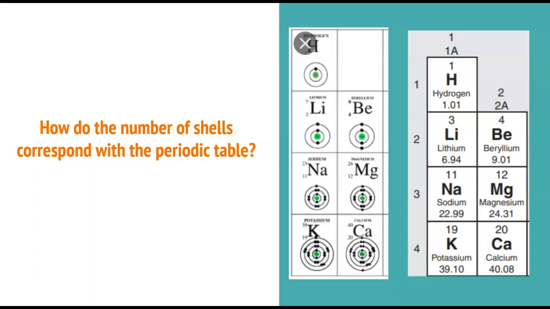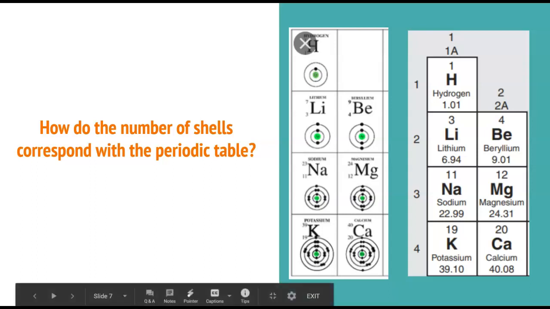For sodium, sodium has 11 electrons. That means it has 2 in the first shell, 8 in the second shell. Remember, you cannot have more than 8 in shells other than the first one. And so we're now at 2 plus 8 equals 10. And remember, I said there are 11. There's 1 left in the last shell. Notice that I have 3 shells. And for potassium with its 19 electrons, I have 1, 2, 3, 4 shells.